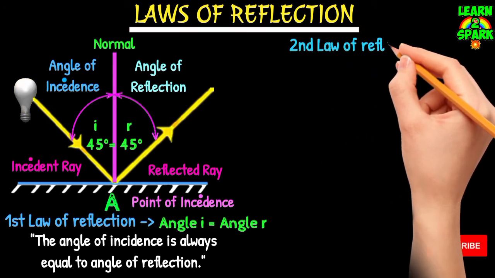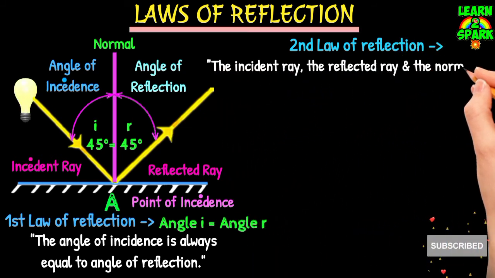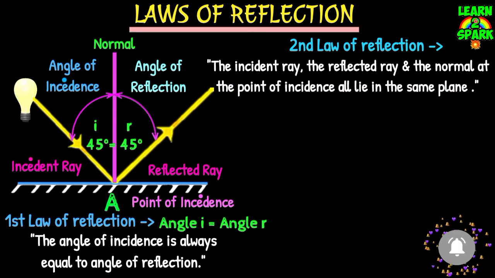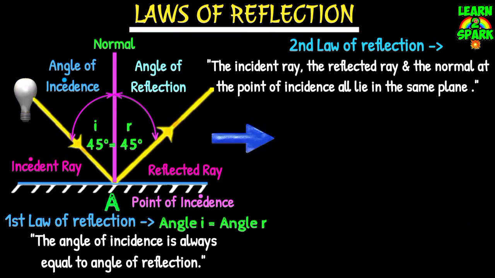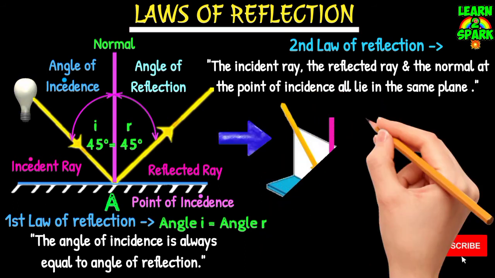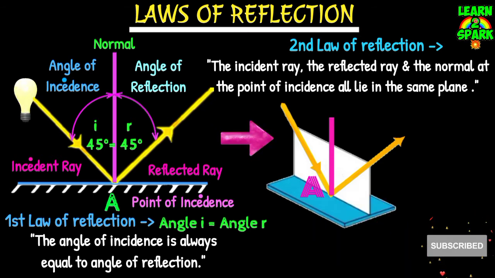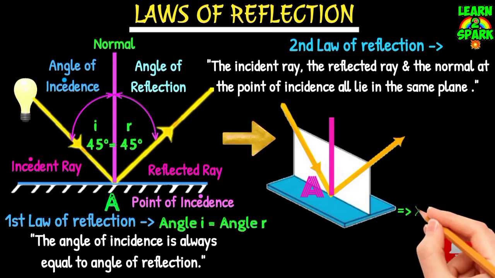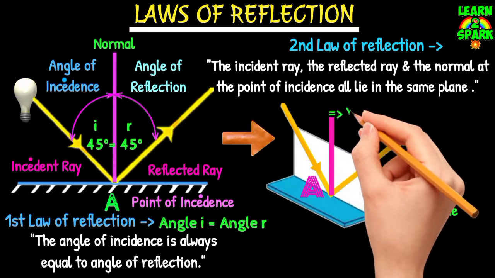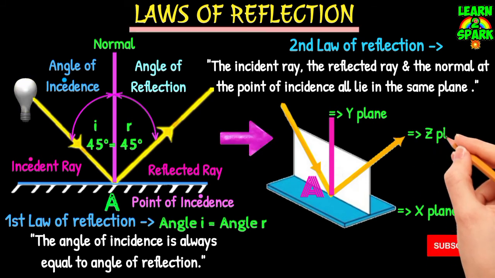Now, the second law of reflection tells us that the incident ray, the reflected ray, and the normal at the point of incidence all lie in the same plane. To comprehend this law properly, let's draw a three-dimensional diagram of the previous one on the left. Here, A is the point of incidence. Let's consider that the mirror is lying on the x-plane, the normal is lying on the y-plane, and the rays are lying on the z-plane.